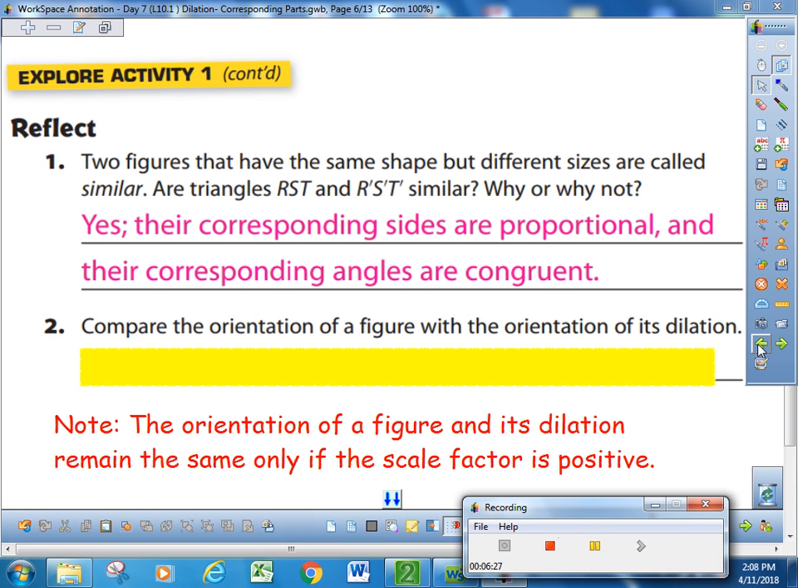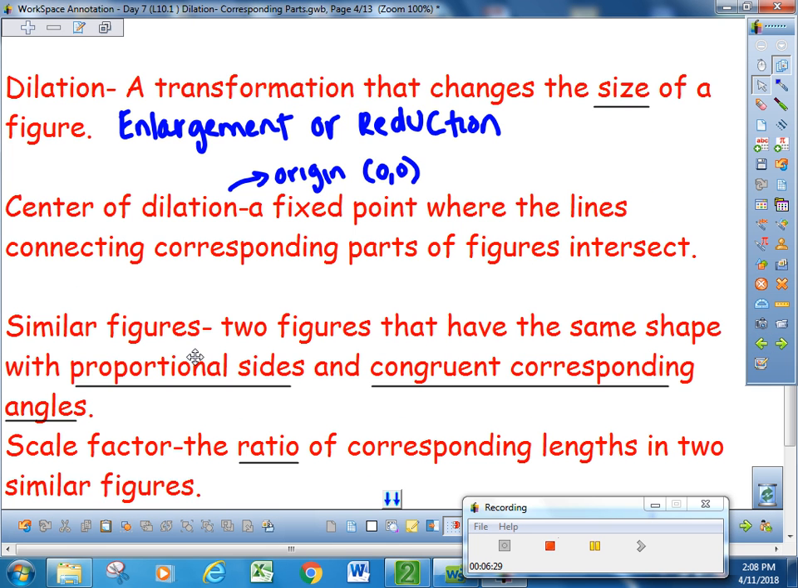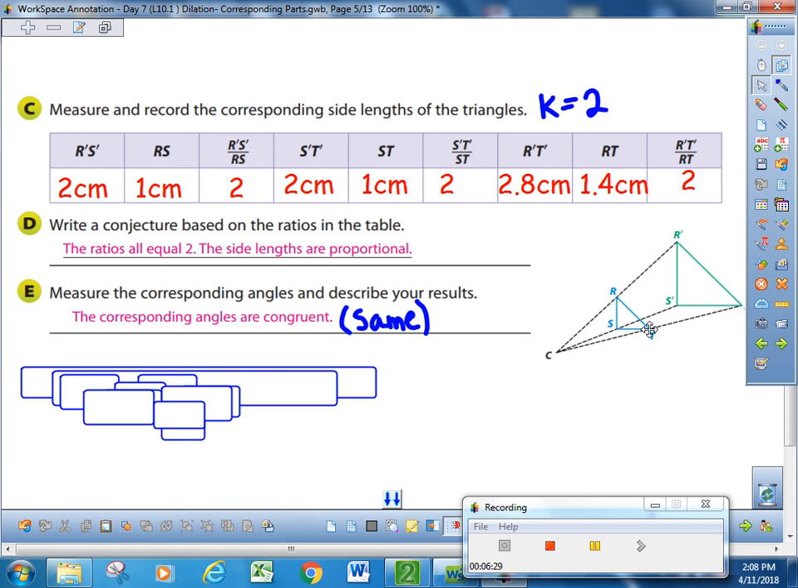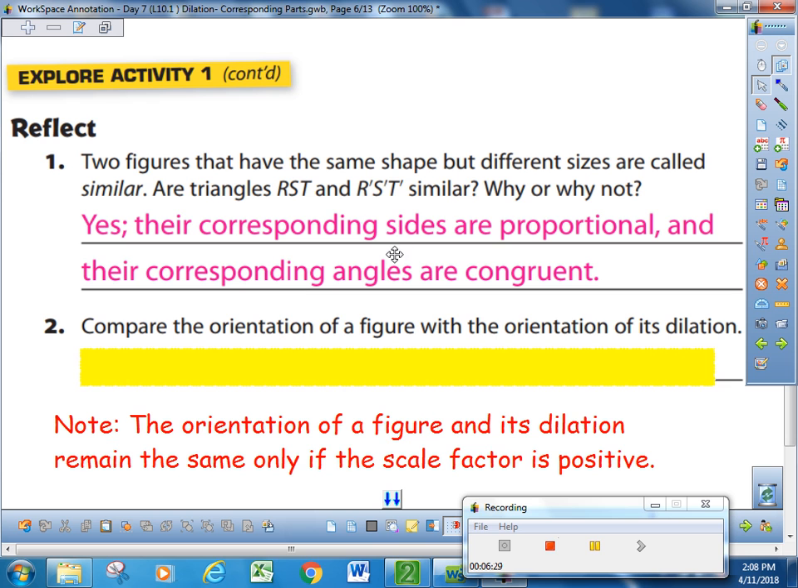If you remember back at the vocabulary words, similar figures are 2 figures that have the same shape, proportional sides, and congruent corresponding angles, which this did. They had proportional sides and congruent corresponding angles, so we can say that they are similar.